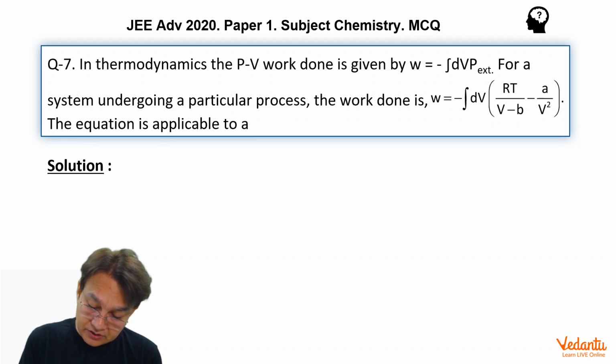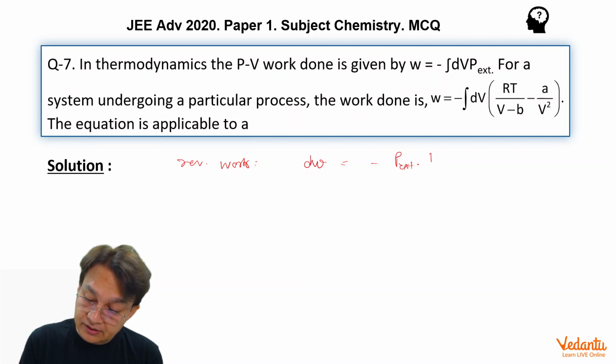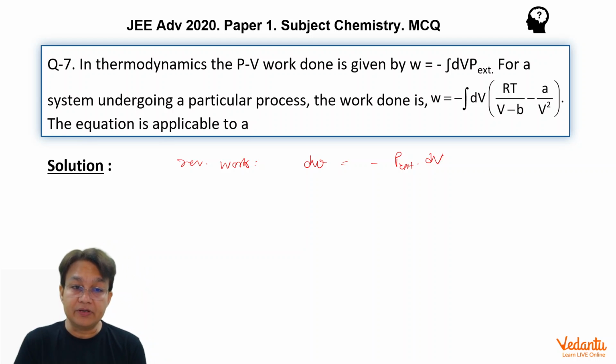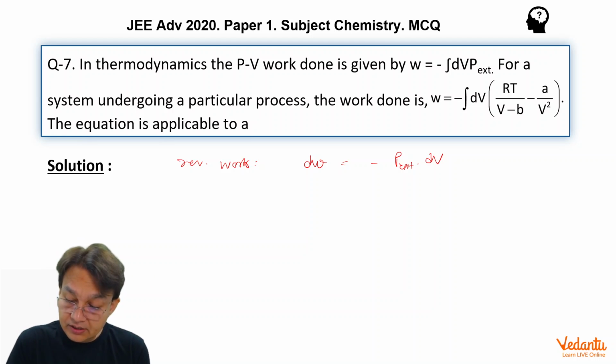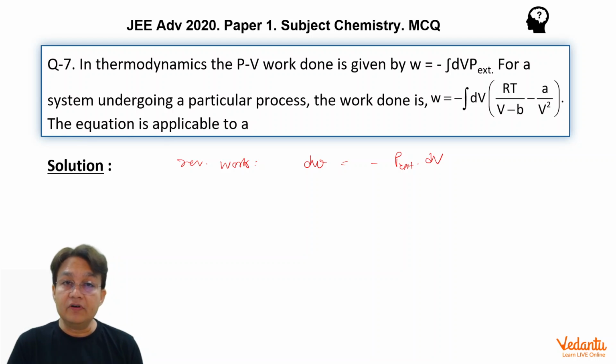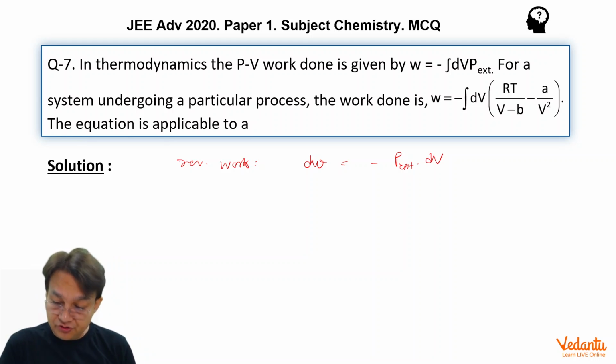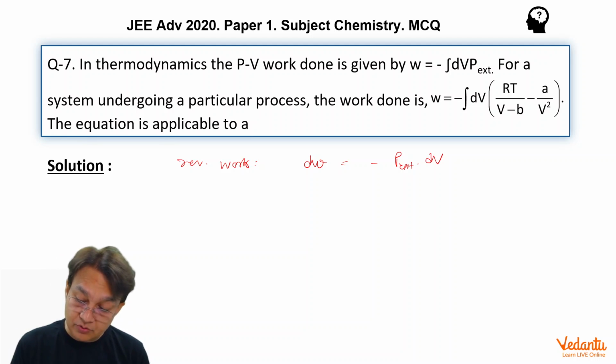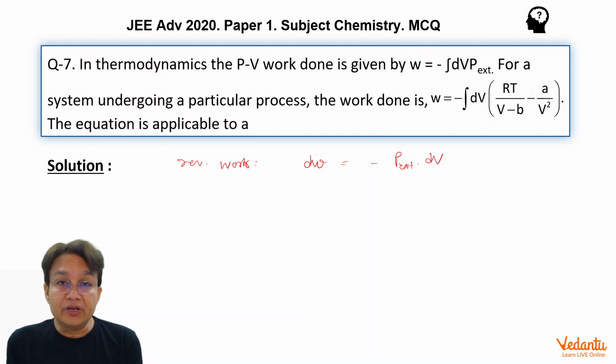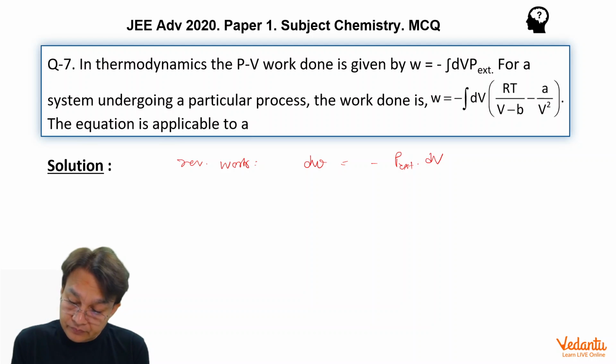So let's start with the expression of reversible work. As we know, reversible work is given by the expression dW is equal to minus P external into dV. This negative sign is very peculiar for chemistry. It takes care that work done on the system is always positive during compression and work done by the system is always negative during expansion. That is why the negative sign is there. You can check it out: if dV is positive, that means expansion, the work is going to be negative.